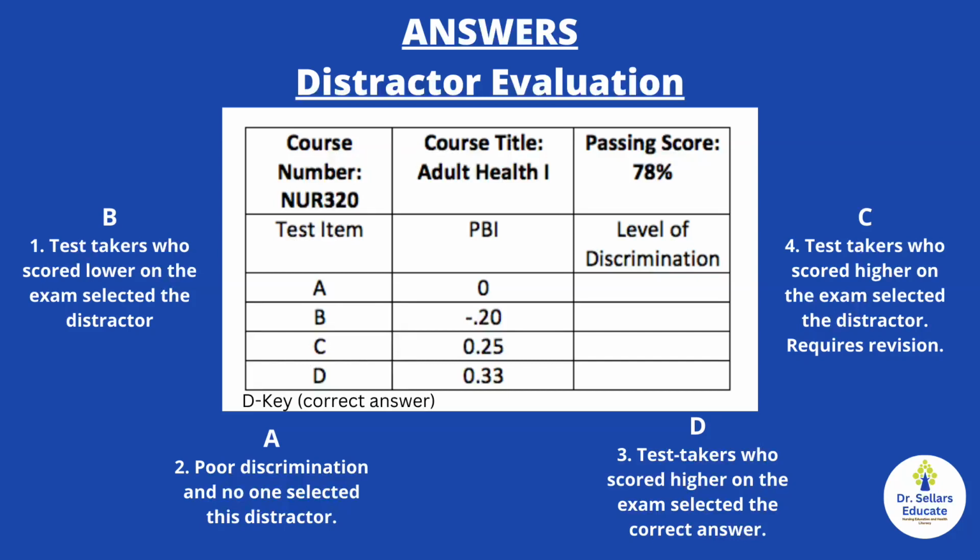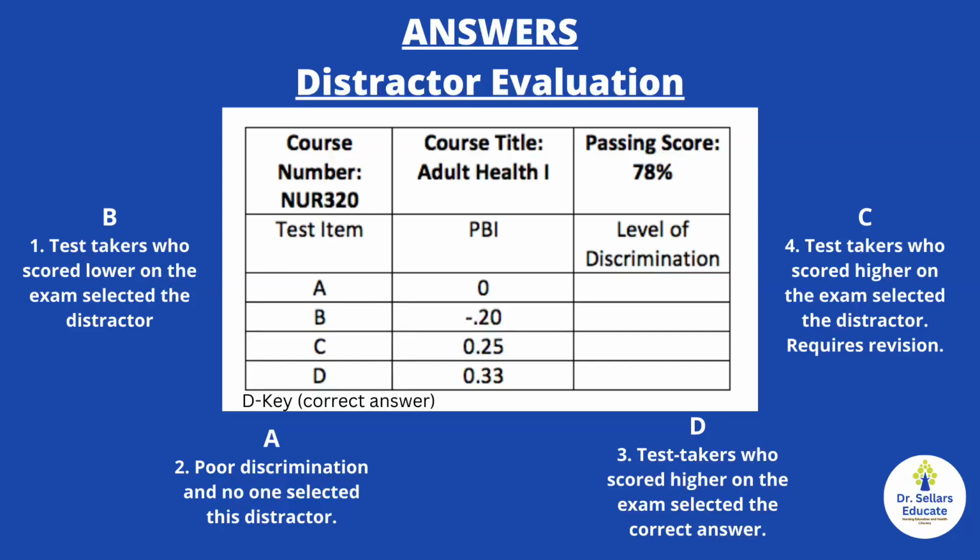And then we have number 3. It is correlated with letter D. Test takers who scored higher on the exam selected the correct answer. We know that because the correct option is positive, which we always want to happen for our correct option. That means that our high scoring students selected the correct answer more often than our low scoring students. That's what the positive for our correct option tells us.